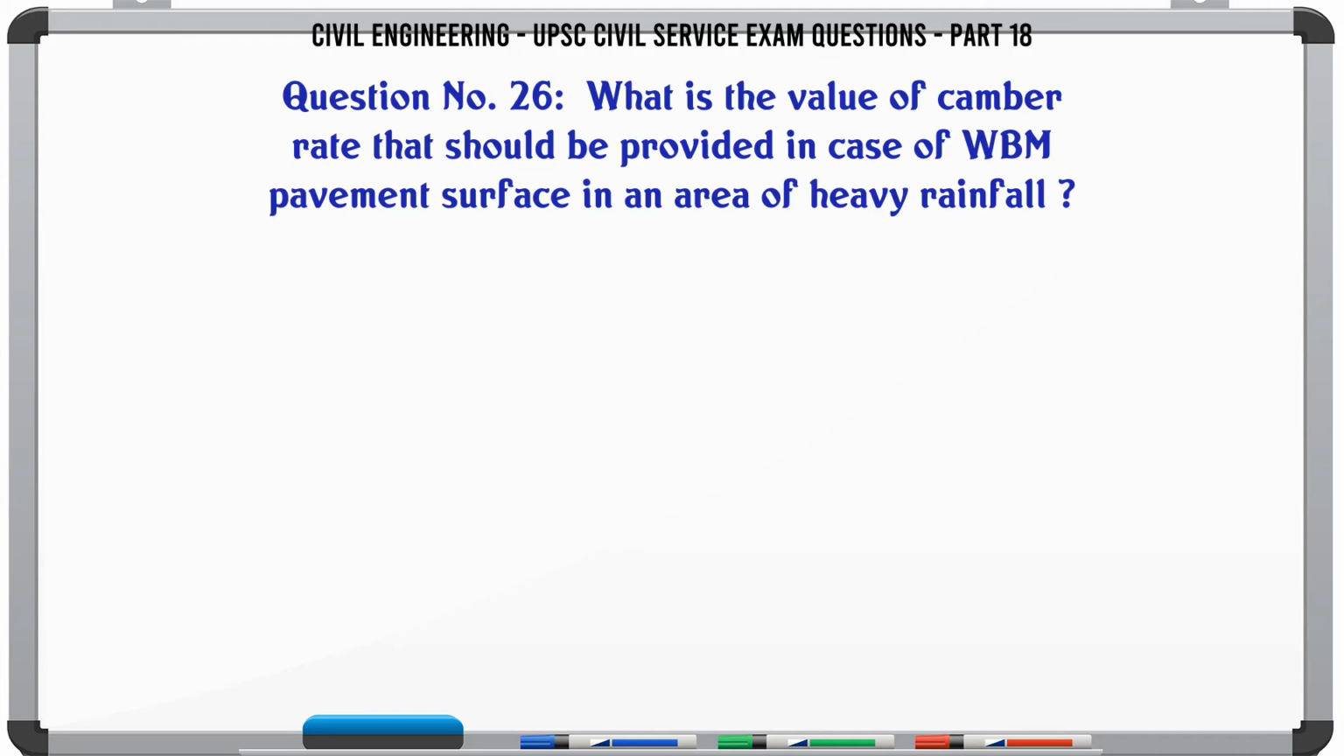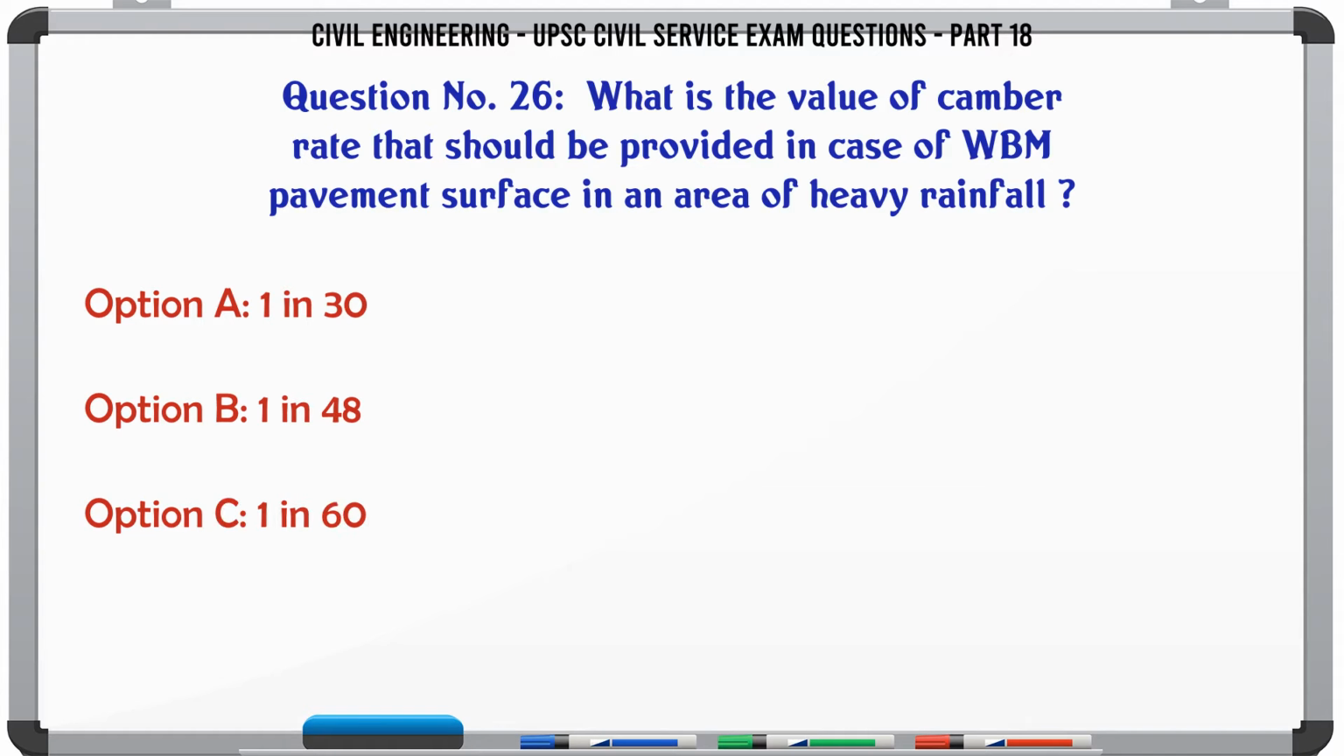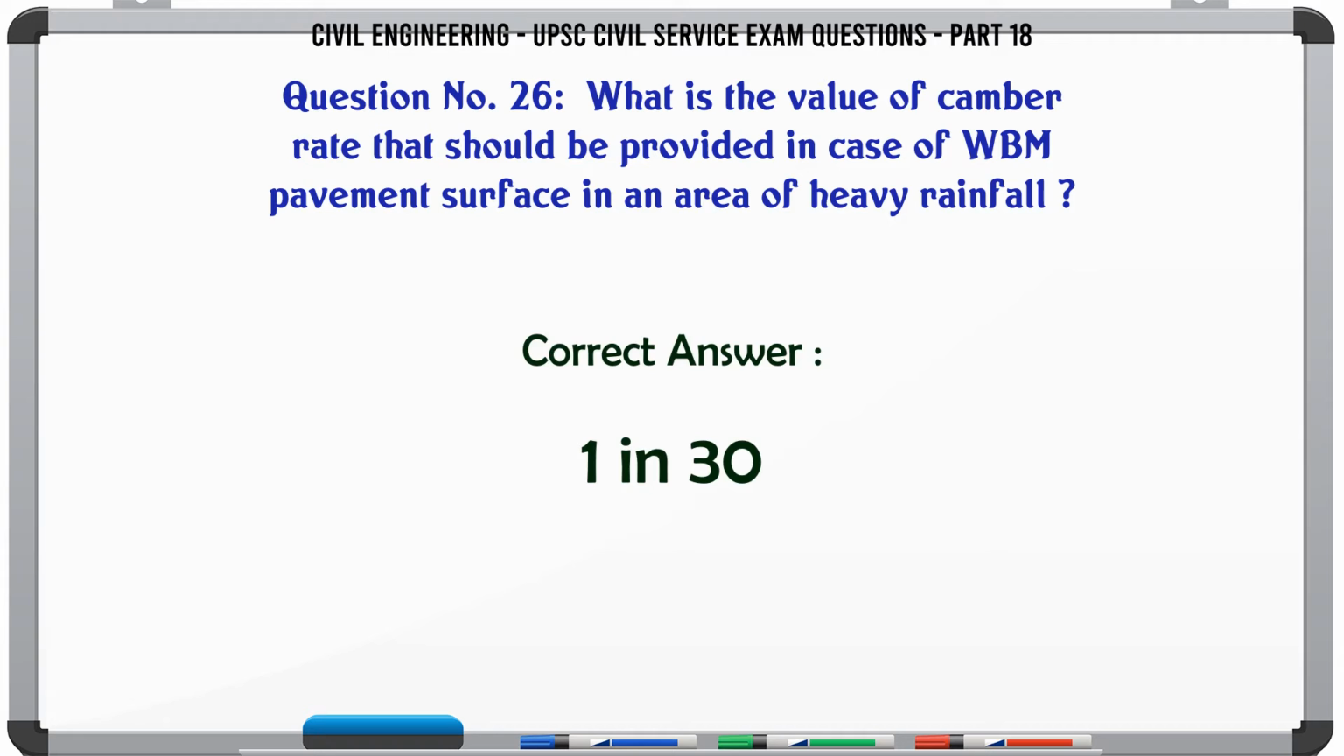What is the value of camber rate that should be provided in case of WBM pavement surface in an area of heavy rainfall? A. 1 in 30. B. 1 in 48. C. 1 in 60. D. 1 in 72. The correct answer is 1 in 30.